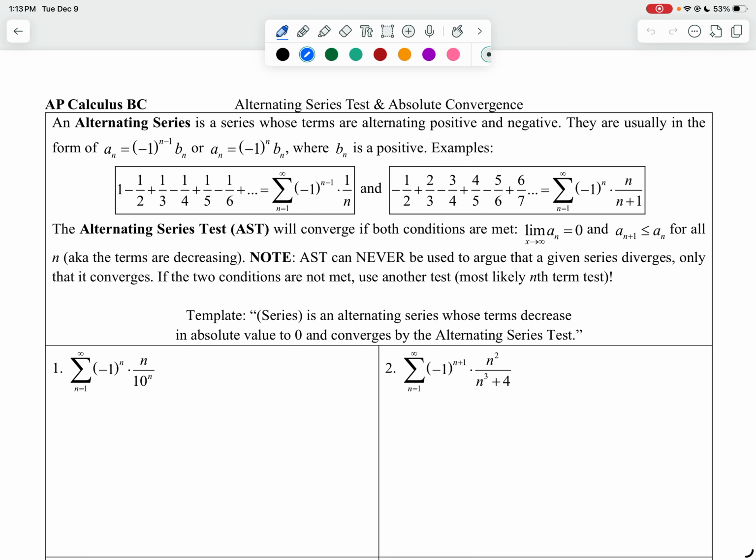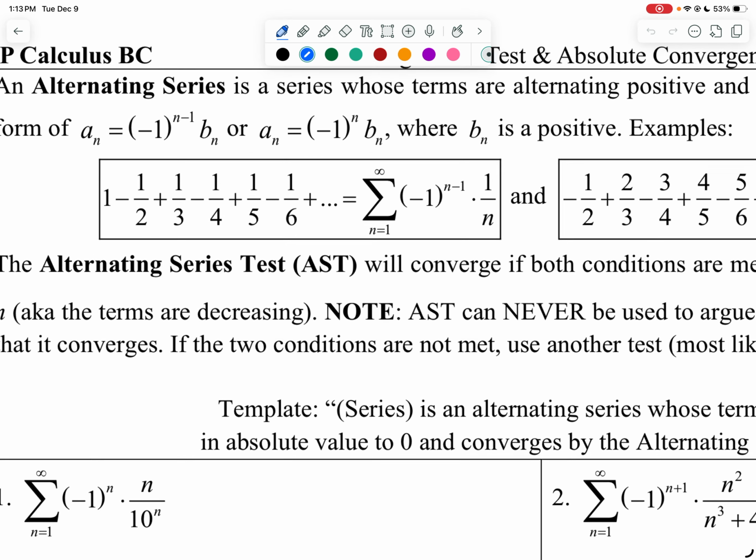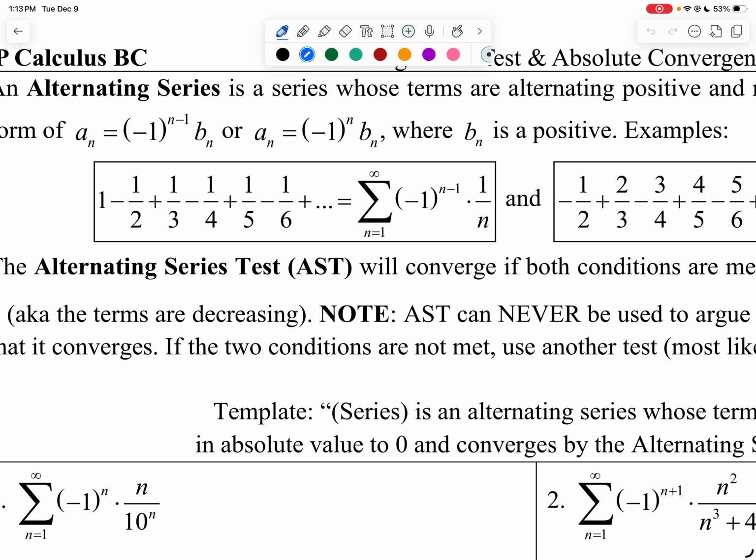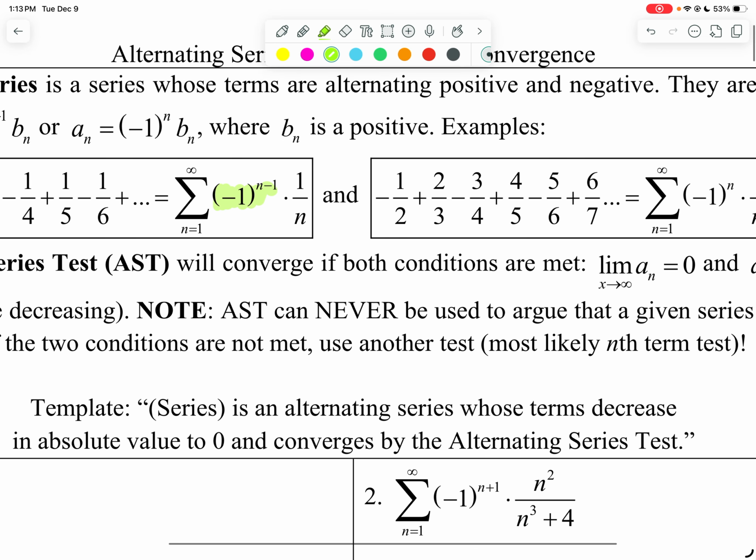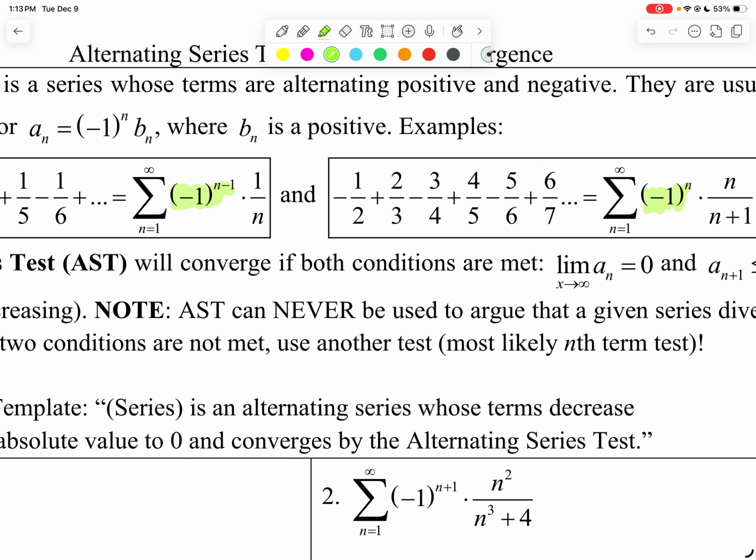Anyways, up to this point we haven't really talked about anything that had alternating series. And essentially an alternating series is basically a series, but with a -1 to the power of n plopped next to the series. So you can see how here I have -1 to the n minus 1, and then how here I have -1 to the n.